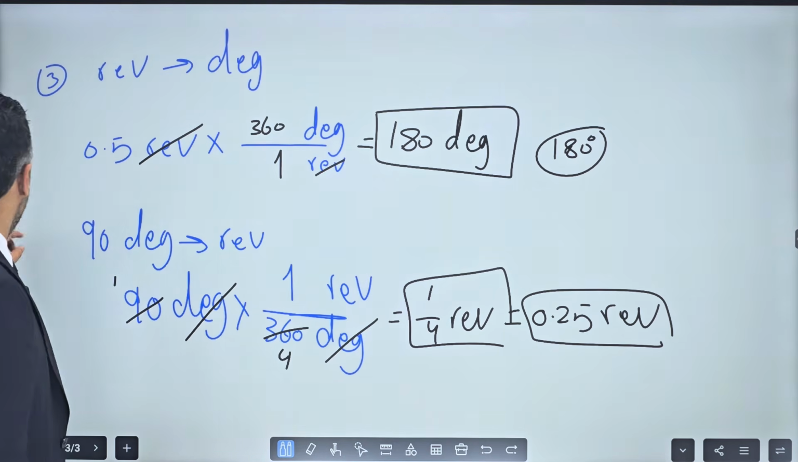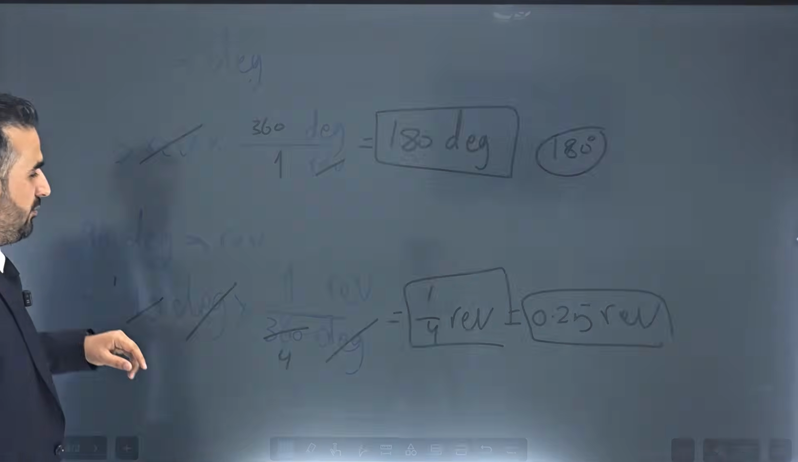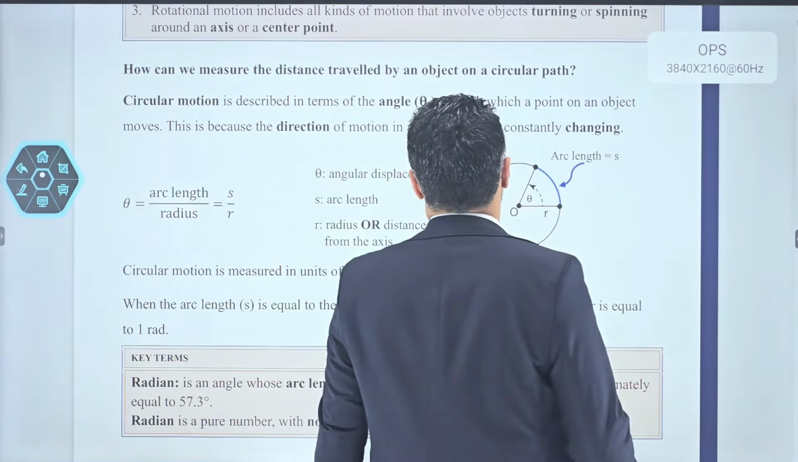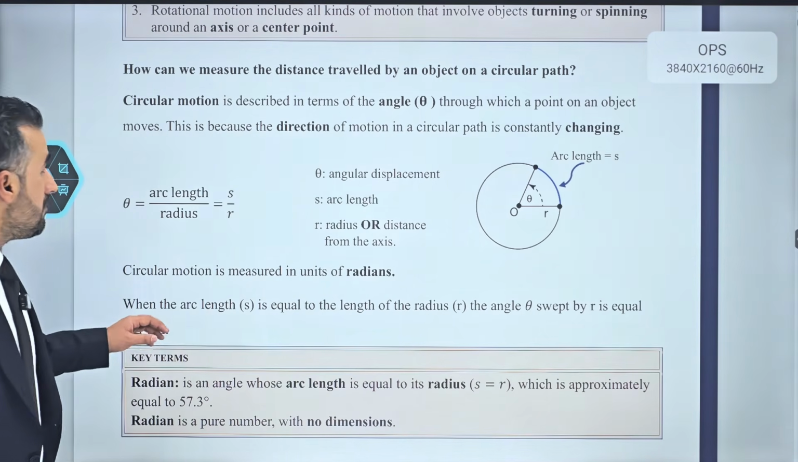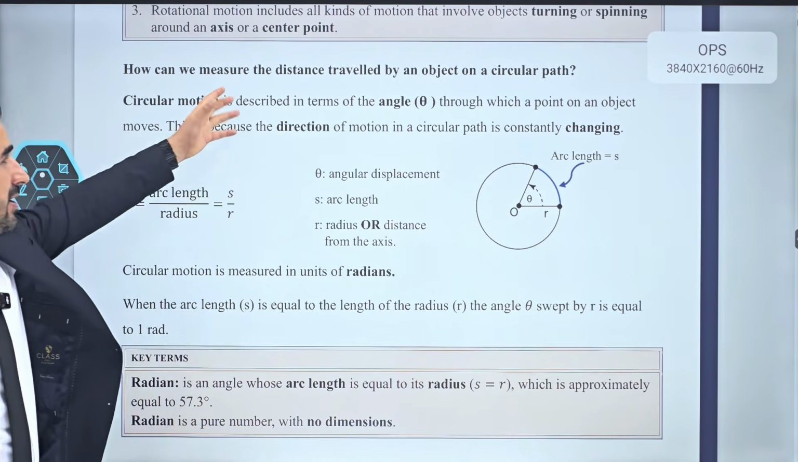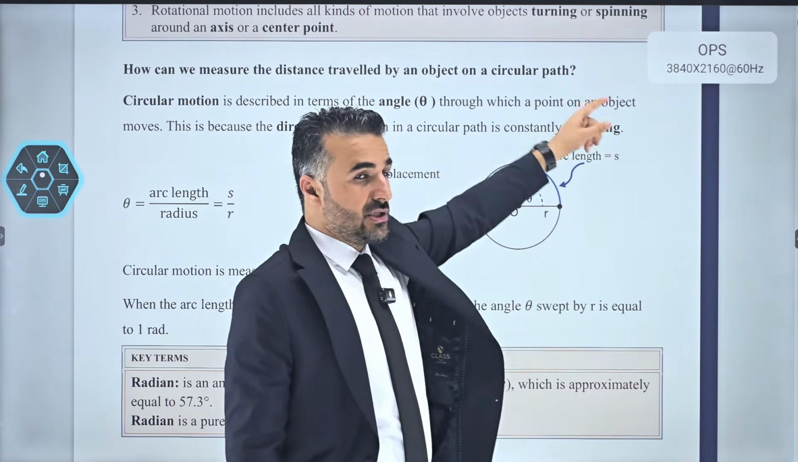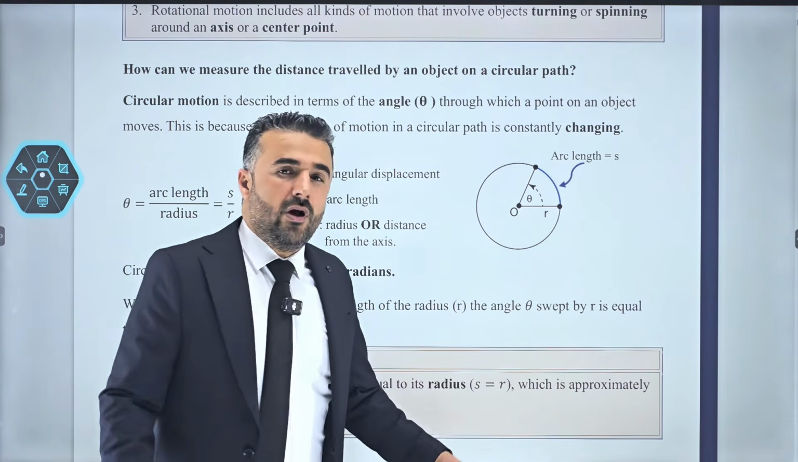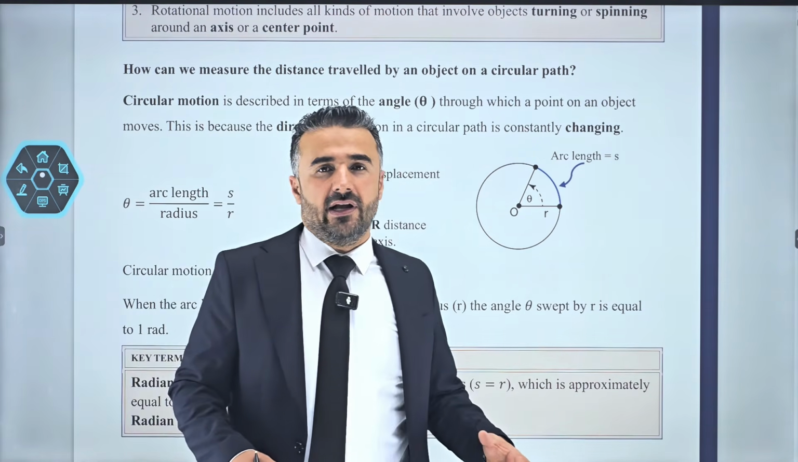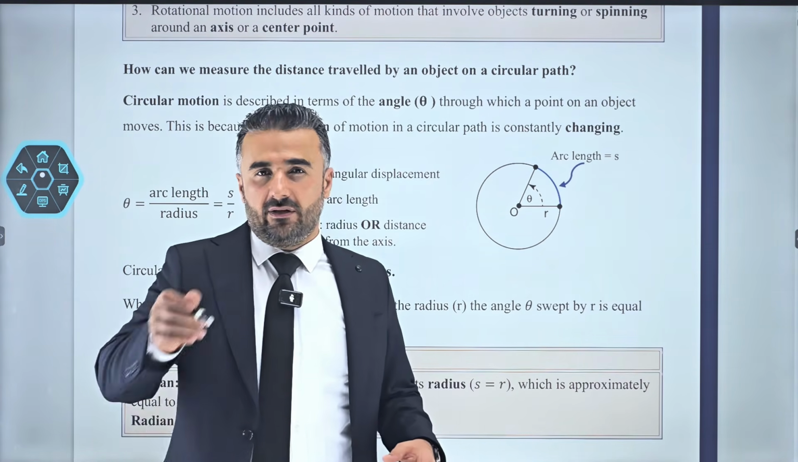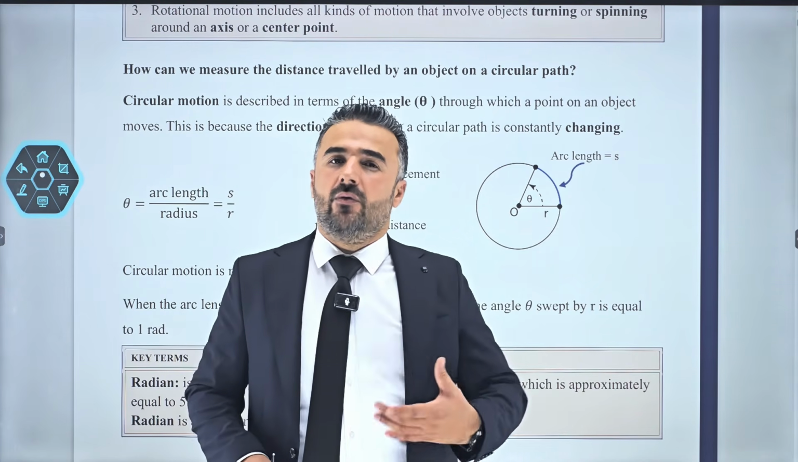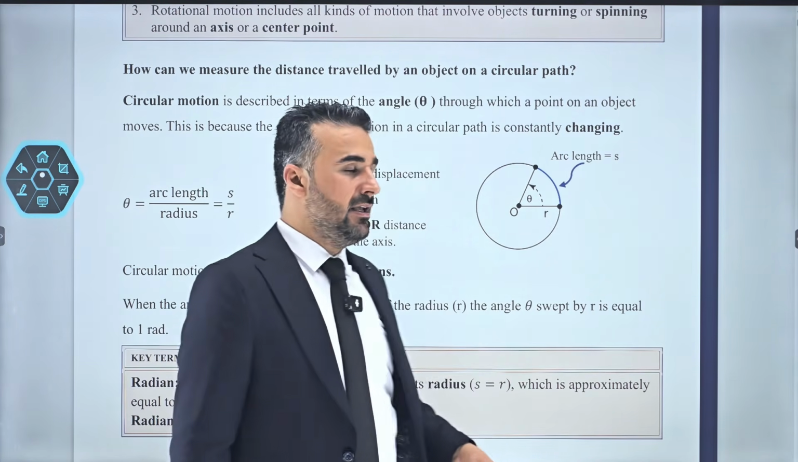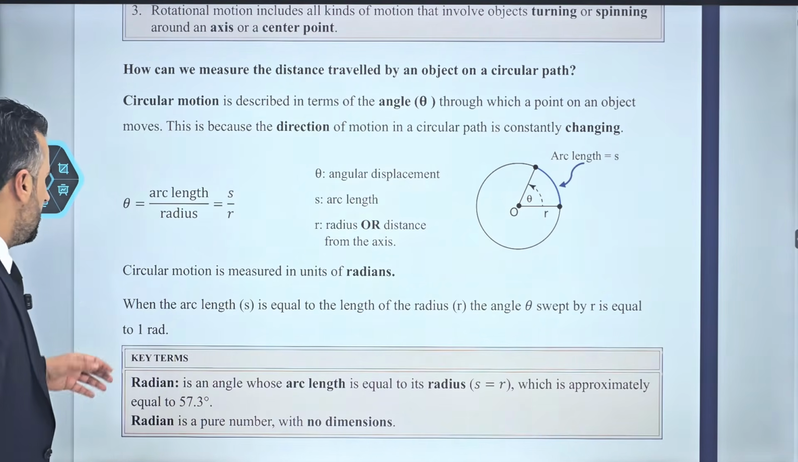All right, now let's get back to the pamphlet and see what is left, or if there is anything we didn't cover. All right, so we said, how do we measure the distance traveled by an object in a circular path? Well, we measure the angle that the object is covering while it is moving in a circular path. Why do we use the angle? Because the direction of the motion is continuously changing. So how do we do that?